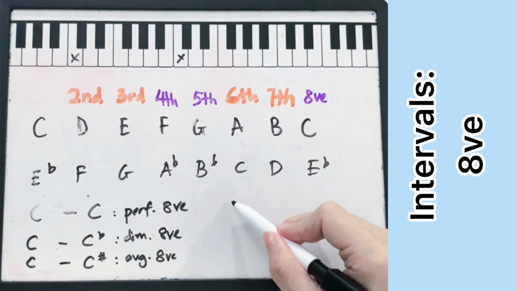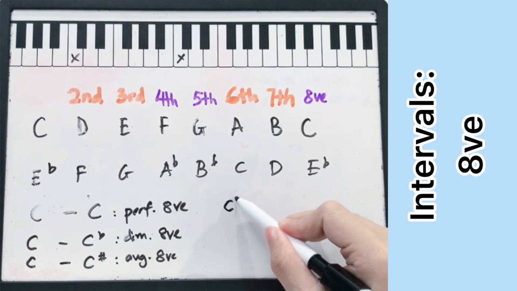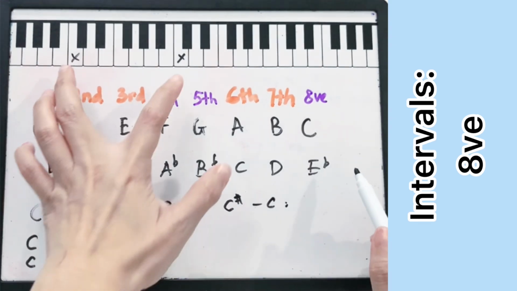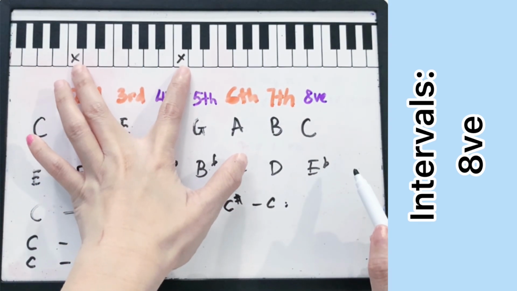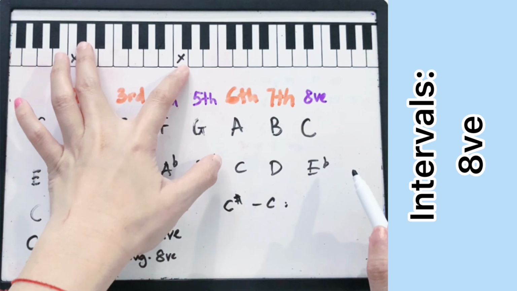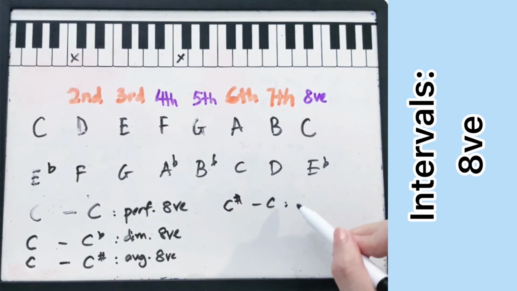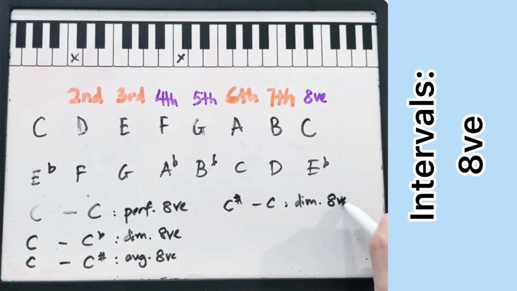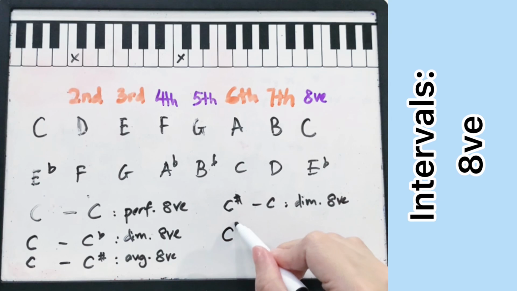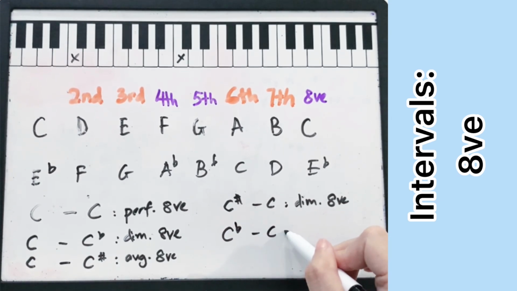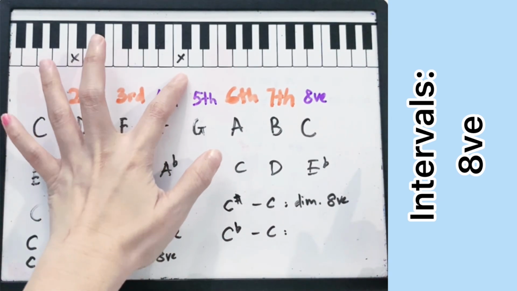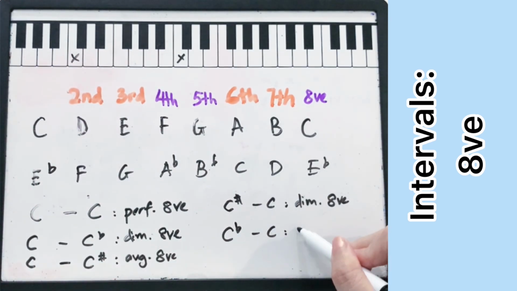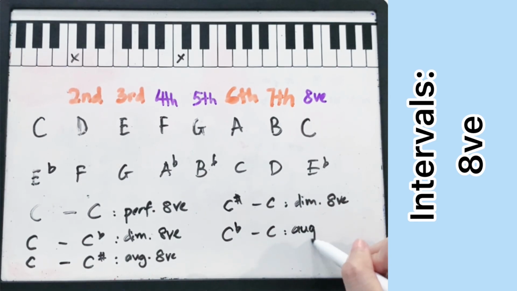Now moving on to C sharp to C. Now what happens here is, from a perfect octave you go C sharp, so it means the distance has been shortened, therefore it's a diminished octave. And what if we have C flat to C? The distance has been increased, so from here to here it's an augmented octave.